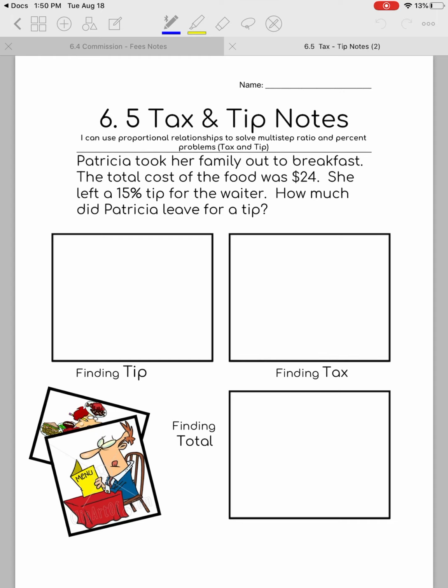Hey there, folks. Today we're going to talk about tax and tip. Now, this is going to follow the same line as what we've been doing with proportions and percentages. So it shouldn't be too bad. Plus, it's kind of helpful.